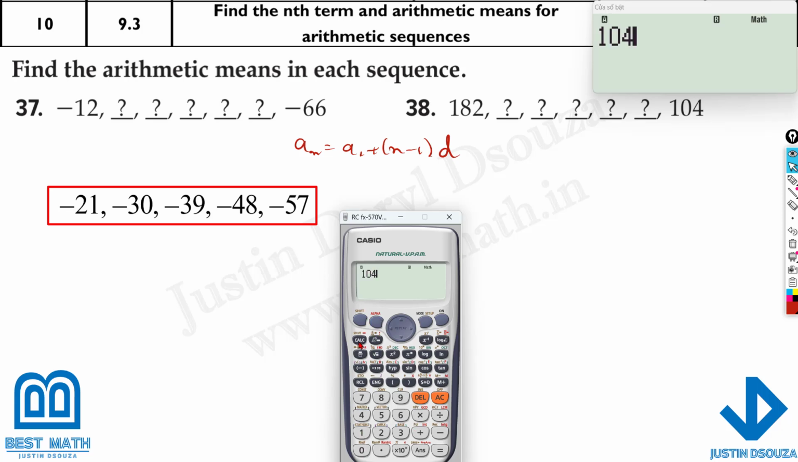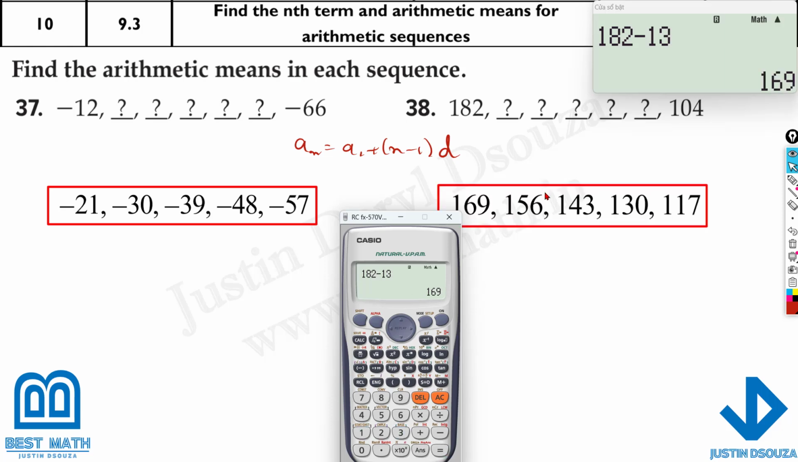I'll do it here. 104 equals 182 plus n minus 1, that is 1, 2, 3, 4, 5, 6, 7 terms. So it's 6 minus 1. Sorry, it's either 6 or 7 minus 1. That'll be 6 times x. Shift and solve and then press equal to, it's minus 13. So it'll be 182 minus 13. What is the answer? It's 169.